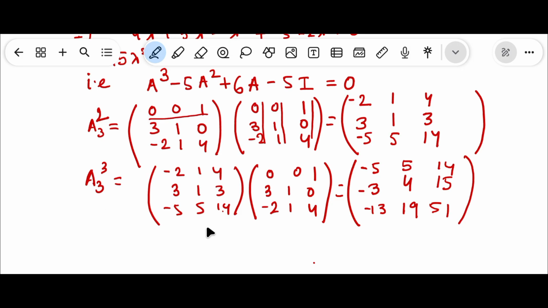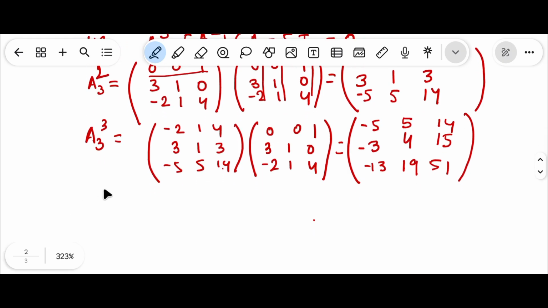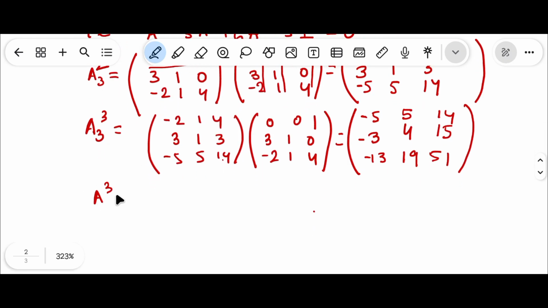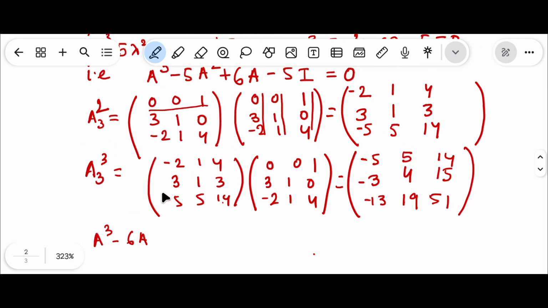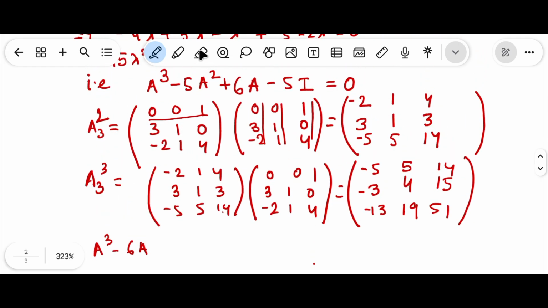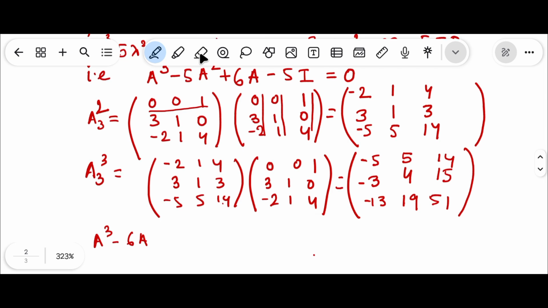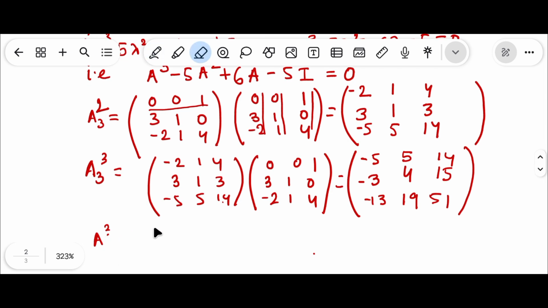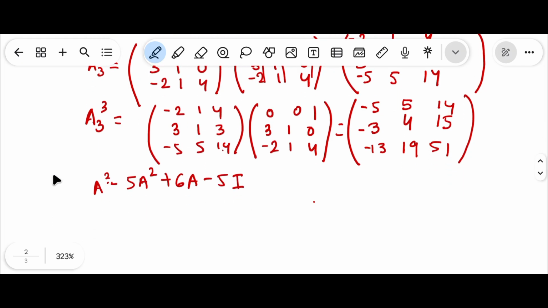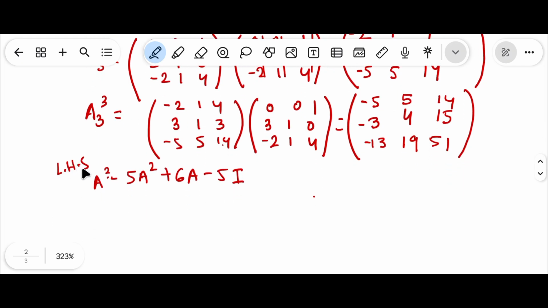Now let us put it into the characteristic equation. So A cube minus 5A square plus 6A minus 5I we have. So let us write A cube minus 6A, not 6A, it is 5A square. So we have minus 5A square plus 6A minus 5I. Let us take LHS.